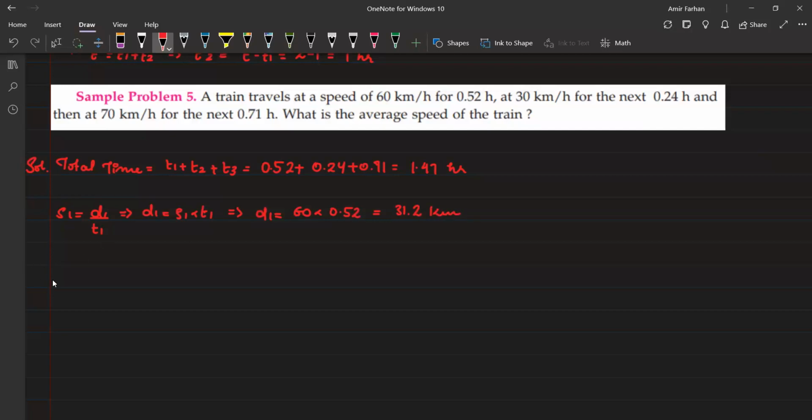S2 will be the same case. Always write the formula whatever you are calculating, because this will have an impact with your teacher. So D2 is S2 into T2. S2 is 30 into 0.24, so that is coming out to be 7.2.